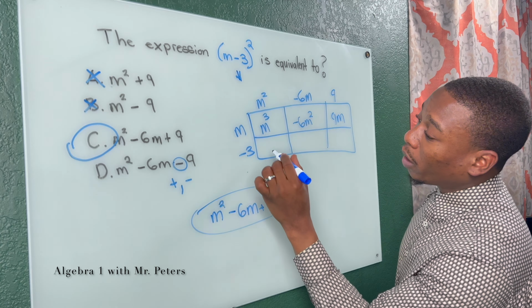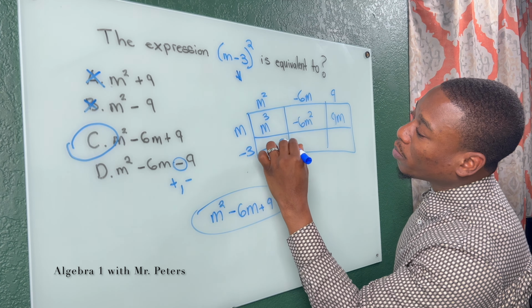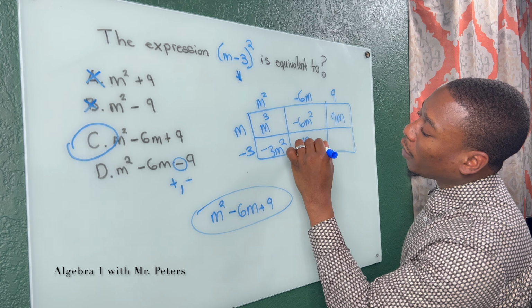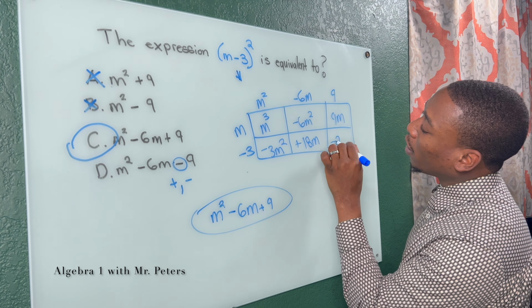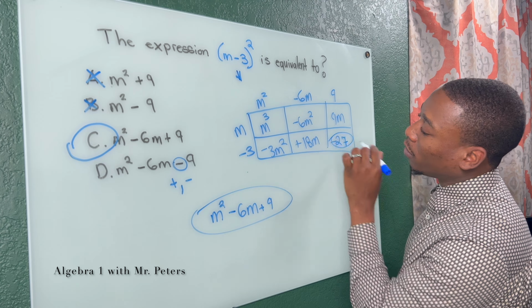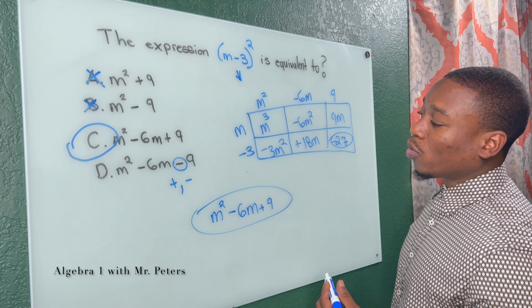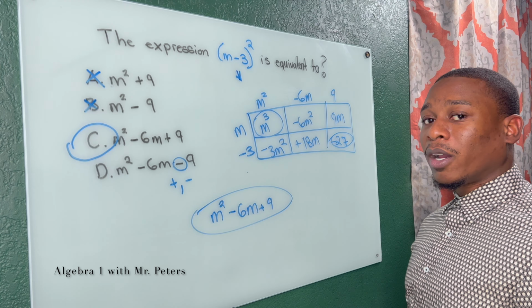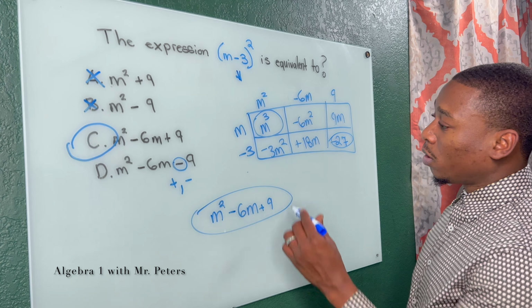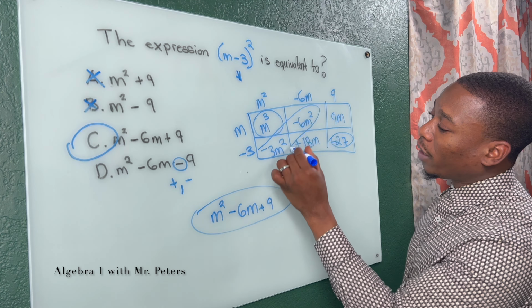Do the same thing with the bottom row. Negative 3m squared, positive 18m, and then negative 27. So as we look at this, guys, just remember that our constant and our lead coefficient are not going to have like terms. Like terms are going to run diagonal.